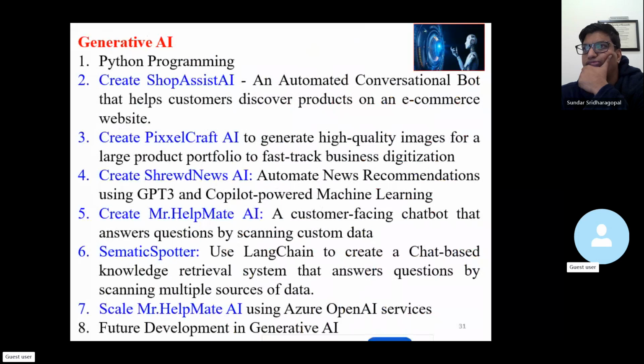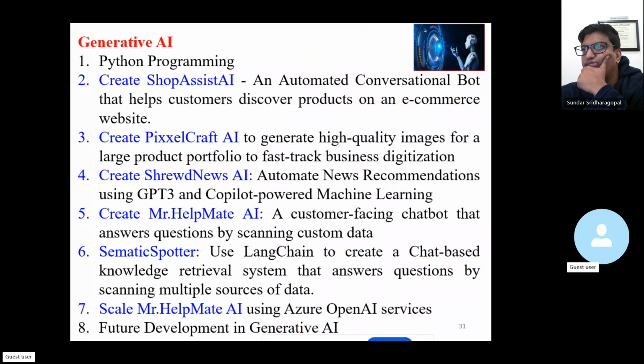Here with Python programming, we are developing various case studies and solving them: create Shop Assistant AI, create a Pixel Craft AI, create a Squid News AI, create a Mr. Helpmate AI, and a semantic spotter, scale Mr. Helpmate AI, future development in generative AI. In future, we are expecting many things in generative AI applications only.